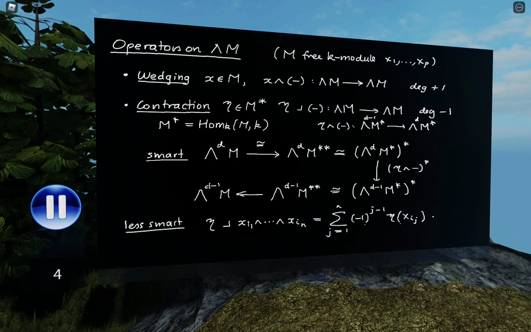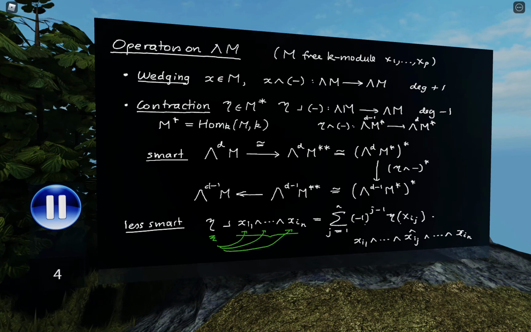So times the basis vector I get by leaving out the jth guy. Okay, so the way to read this is look at one of these basis vectors, then imagine taking that eta and applying it to every one of the vectors in that wedge product.